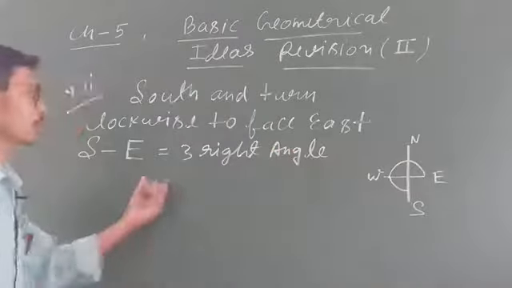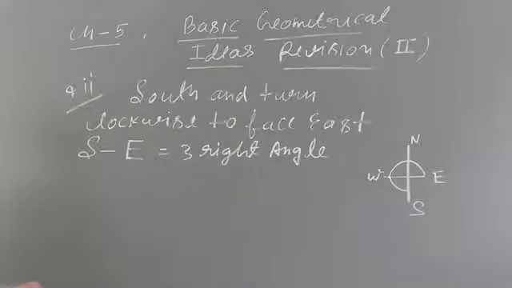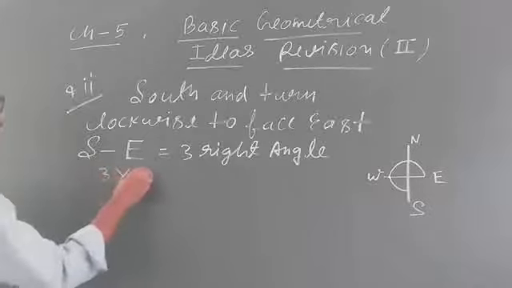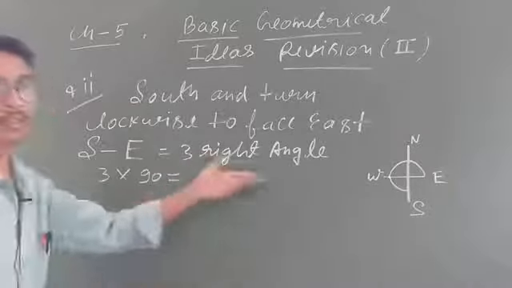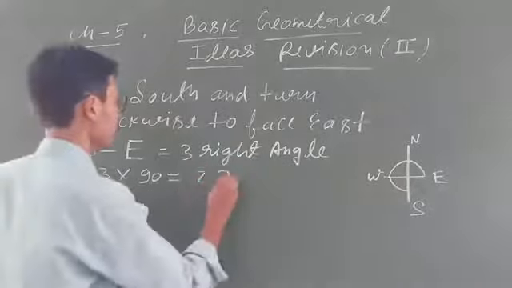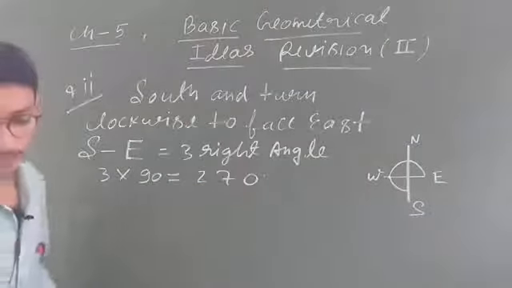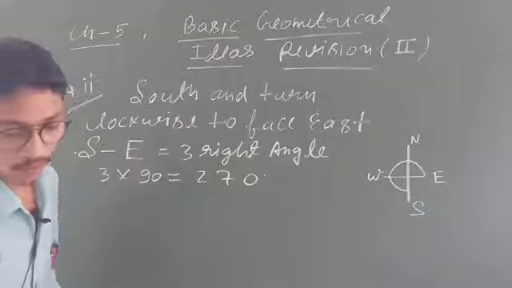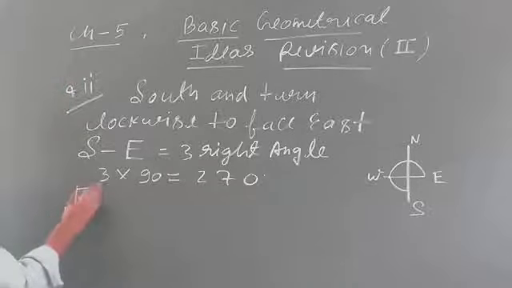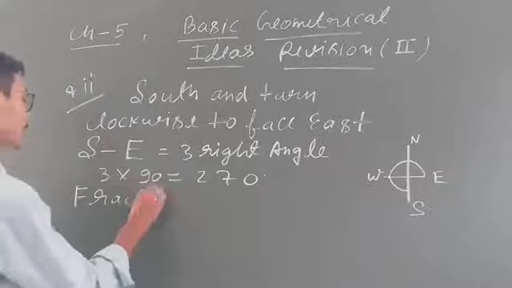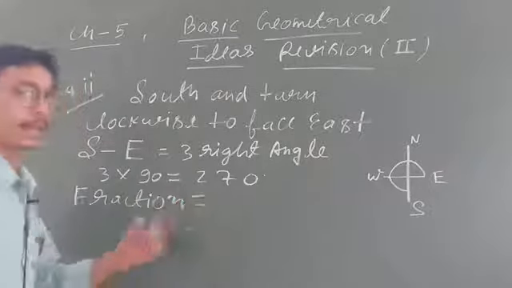Clear everyone? Look, 3 right angles. Now you know the value of 3 right angles is equal to 3 multiplied by 90 degrees, because 1 right angle is equal to 90 degrees. Now you have to find out the fraction or part of revolution. Same thing, fraction or part of revolution.